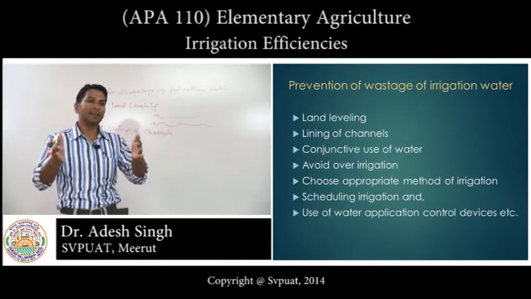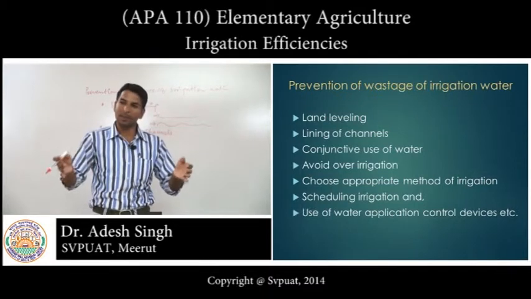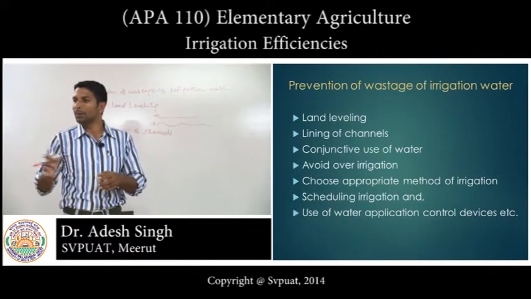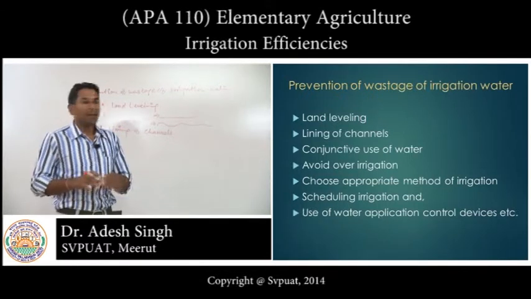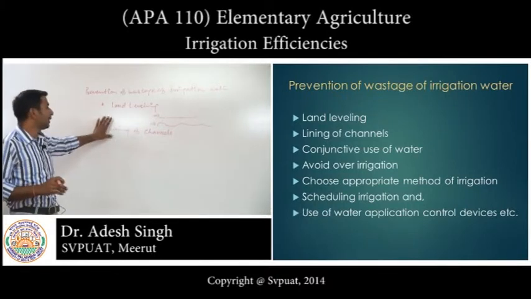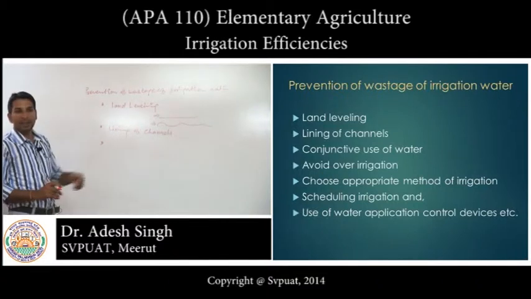But if channels are lined, then the losses can be minimized, or you can say the seepage losses as well as the percolation losses can be minimized to a certain extent. So the lining of channels is another option for preventing the wastage of irrigation water.